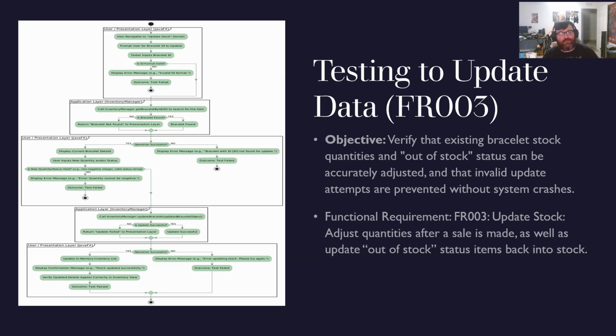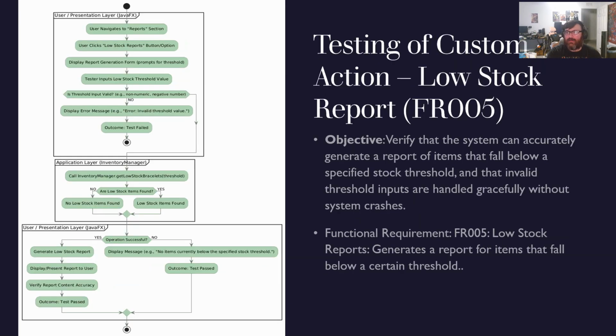But if they're successful, it should update the inventory. It should display a confirmation saying that the stock has been updated successfully. Verify that the user can in fact see the data properly in inventory view, and then move the test to the outcome of passed.